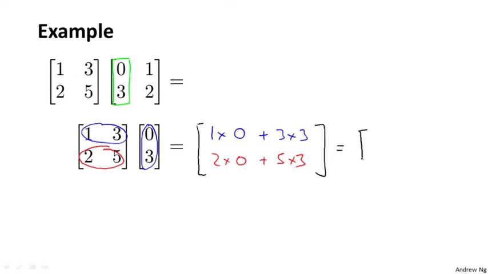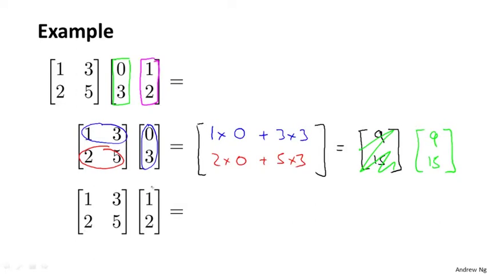And that is 9, 15. Okay? Oh, actually, let me write that in green. So this is 9, 15. And then next, I'm going to pull out the second column of this and do the corresponding calculation. So that's this matrix times this vector 1, 2.